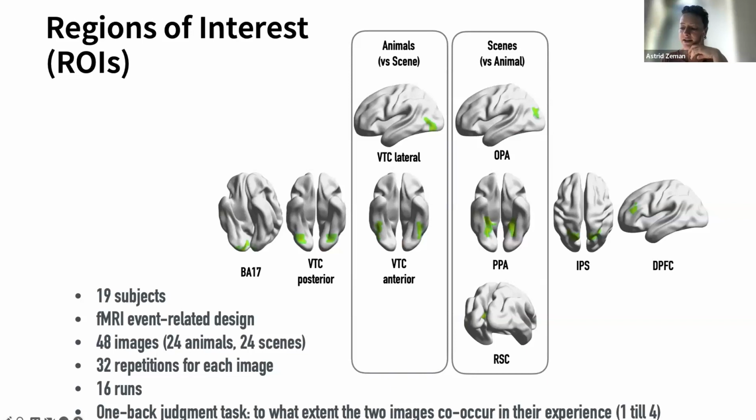And so we used these images in an event-related design where participants were asked to judge similarities both in semantic and contextual association. And here I show results from a number of ROIs from early visual cortex, which is BA17, which usually does just really low-level visual information, through to prefrontal cortical regions, frontal parietal areas, focusing on scene selective and animal selective areas in VTC.